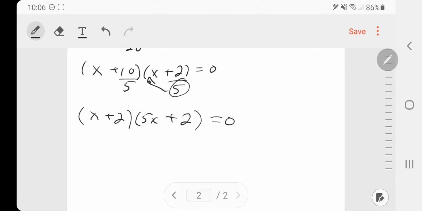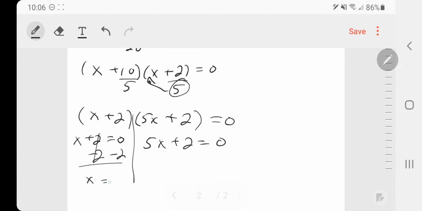Now that it's factored, we can find the two zeros by applying the zero product property. On this side it's x plus 2 equals 0, and on this side it's 5x plus 2 equals 0. We'll go ahead and solve each of these now. So on this side I get x equals negative 2. That's one of my solutions.